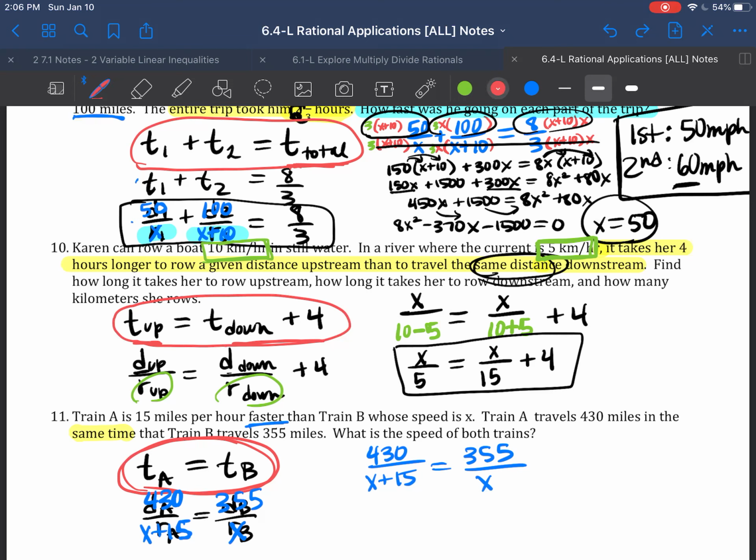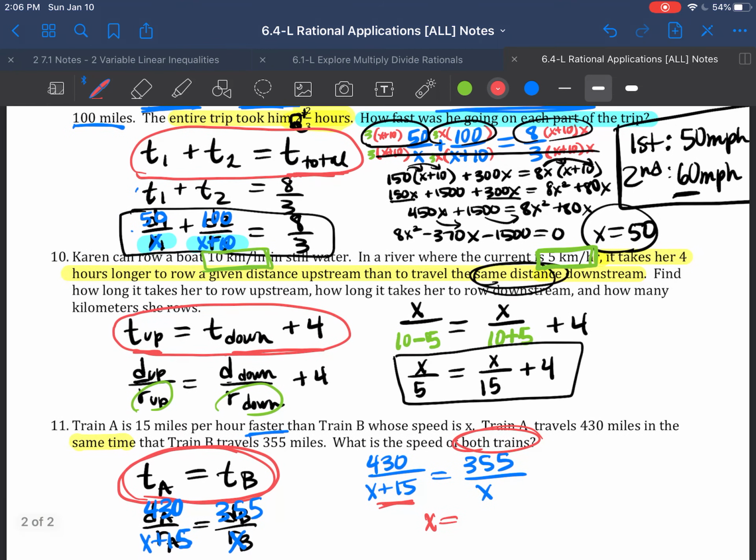Make sure you check the answer key, because once you find out what x equals, they want to know the speed of both trains, so you'll have to add 15 to it to figure out the speed of train A. And then same with number 10. When you solve for this x, you've only solved for the distance she traveled. You're going to have to figure out the time it takes her to row each one. So remember that time up equals the distance upstream, which you will have found, divided by the 5 kilometers per hour. And T down will be the distance downstream, which is the same, divided by the 15. You'll see that in the answer key when you check your work.